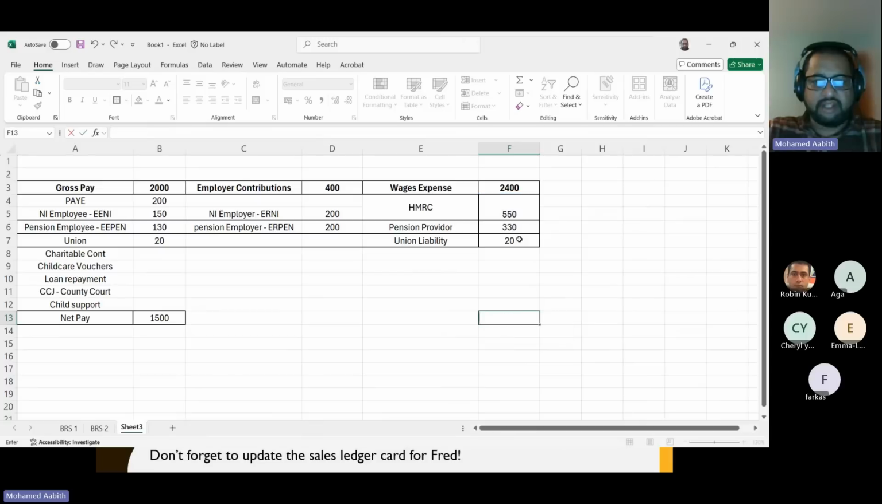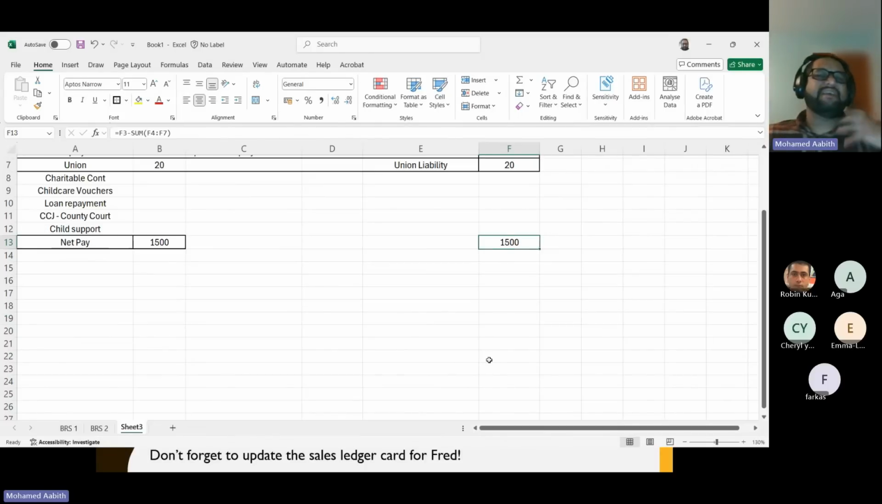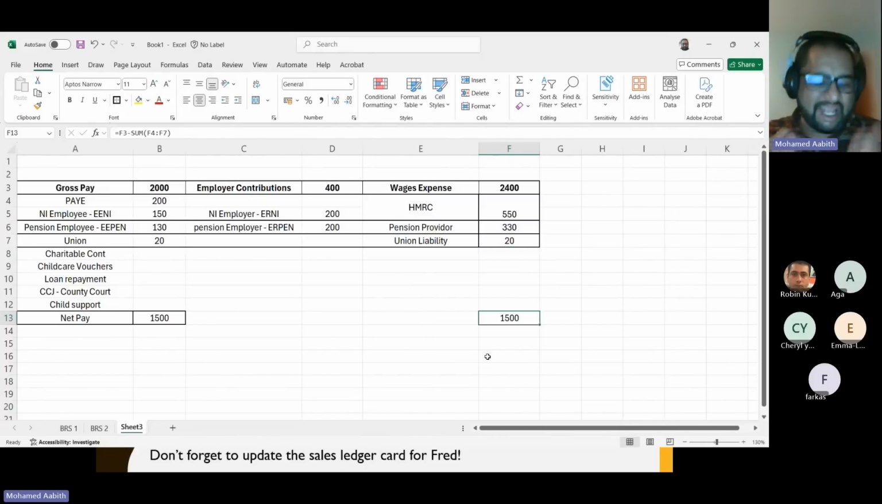Hold on, your net pay. Let's see whether it gets the net pay. That's going to be minus the sum of all of that. Will I get the net pay again? So that is the question. Yes, so my net pay is confirmed this way. Okay, but how do we enter this in my ledgers?